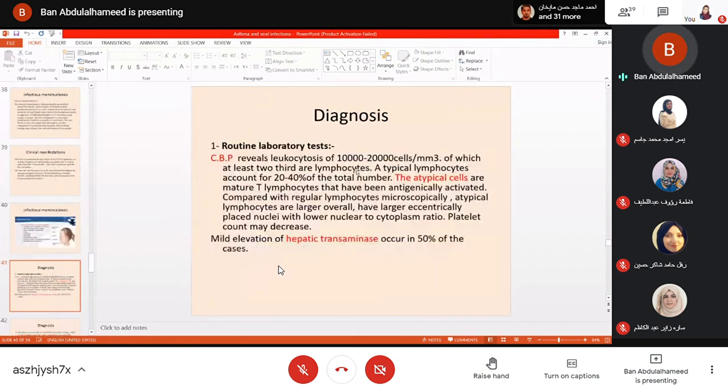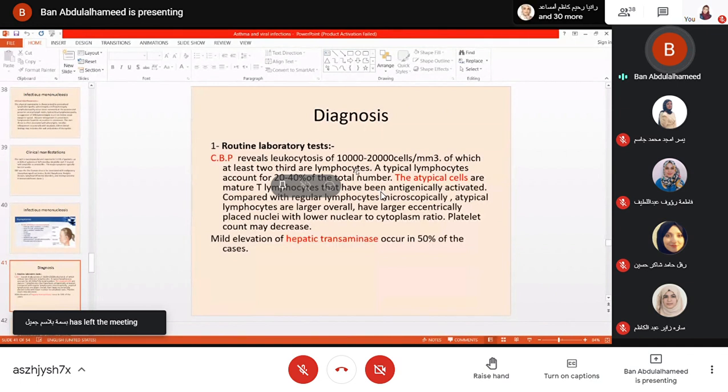For diagnosis of infectious mononucleosis, عندنا certain investigations. Number 1, we can do complete blood picture. If we do complete blood picture, there is increase in the white blood cell count. Usually it counts about 10,000 to 20,000. At least 2/3 are lymphocytes. In the peripheral blood, we can see atypical lymphocytes, which account for 20 to 40% of total number. Atypical lymphocytes are mature T lymphocytes that have been antigenically activated.